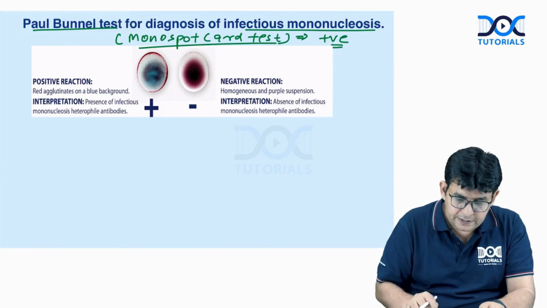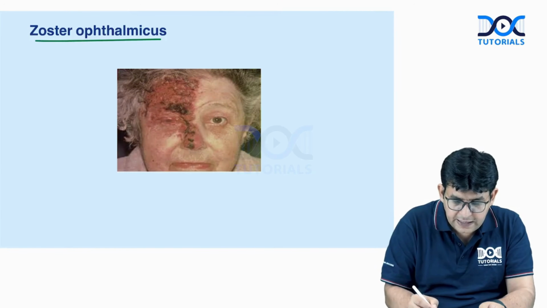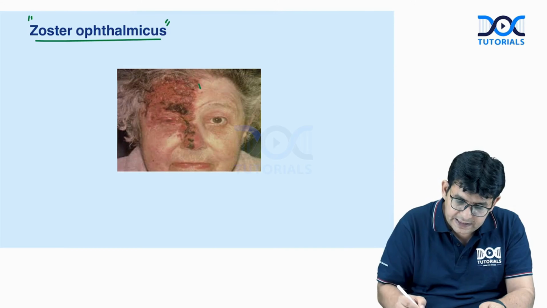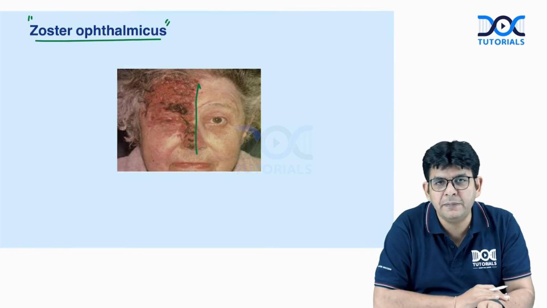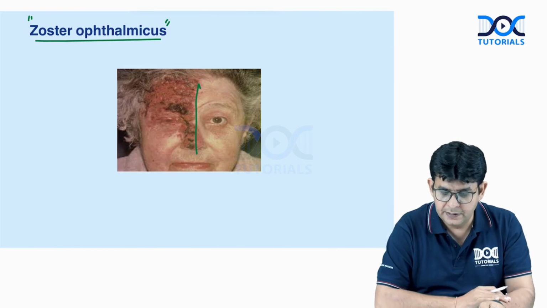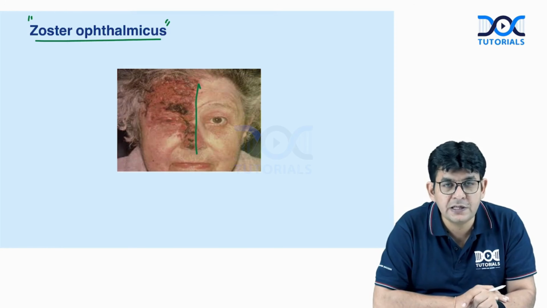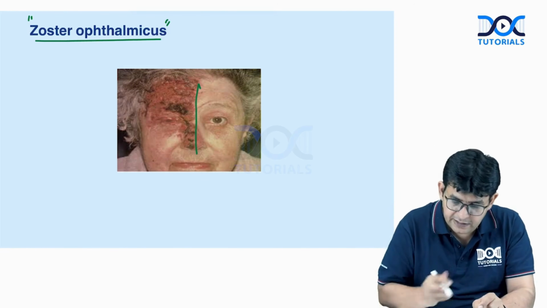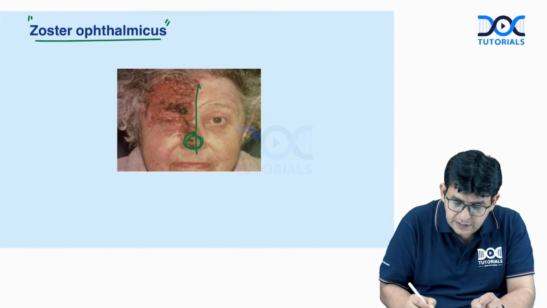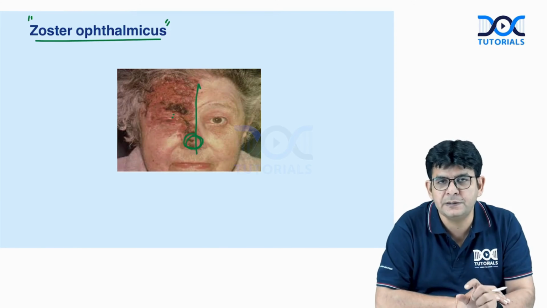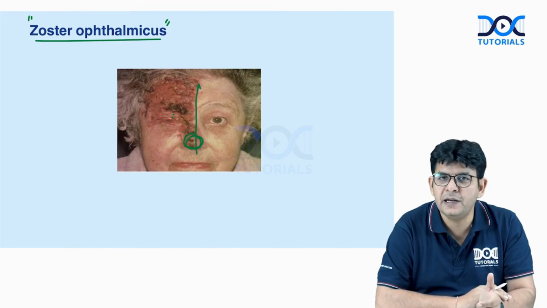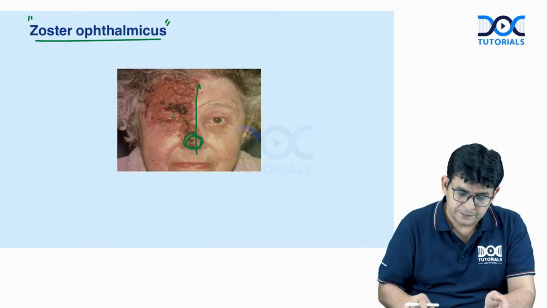This is herpes zoster ophthalmicus, with single-sided lesions. The ophthalmic branch of the trigeminal nerve is involved, and this particular rule is termed what? Hutchinson's rule. It means if the tip of the nose is involved, there is 100% eye involvement, which later on can lead to what? Corneal ulcer, and later on blindness.